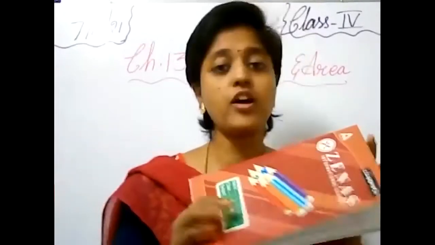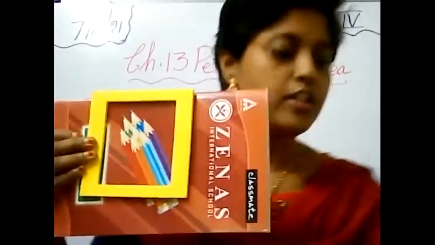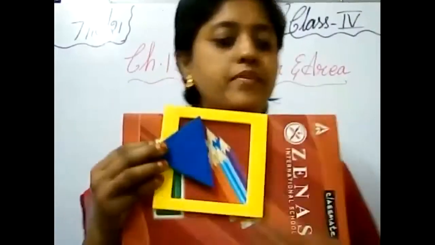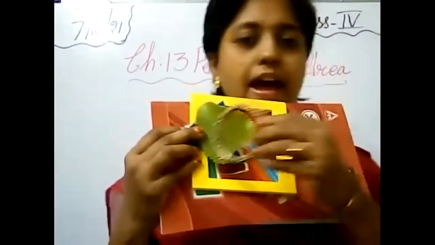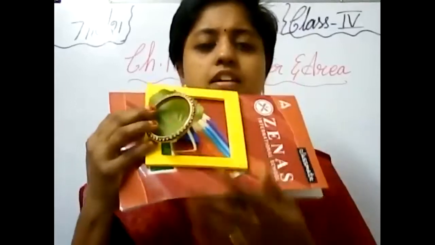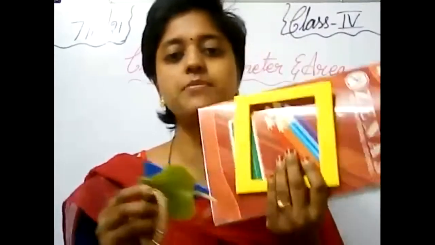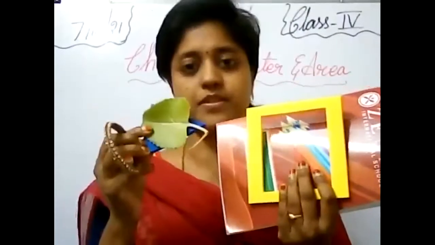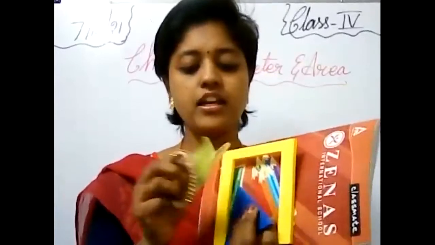So children, now you have told me some shapes: square, rectangle, triangle, leaf, bangle. Yes, these are some shapes. In this, you can see some regular shapes and some irregular shapes. Yes or no? These are regular and these are irregular shapes.